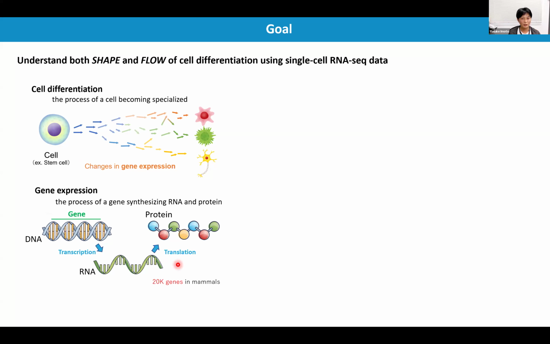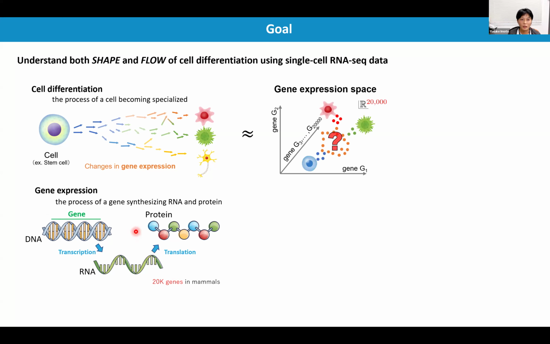Generally, mammals have 20,000 genes. Therefore, a cell is characterized by the amount of its RNAs or proteins. So we can regard a cell as a vector and cell differentiation as a trajectory in a gene expression space, which has 20,000 dimensions.